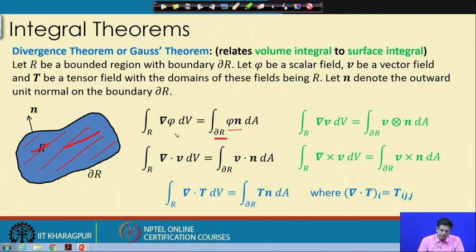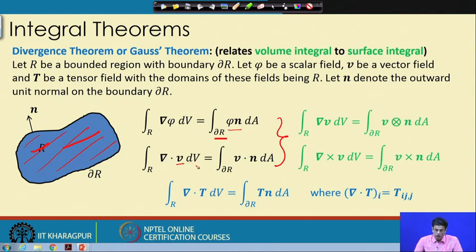Now, if we consider a vector field V, then the divergence theorem states that the integral of the divergence of V over the region R should be equal to the integral of V dot n over del R. I will assume that all of you know how to prove these two theorems.